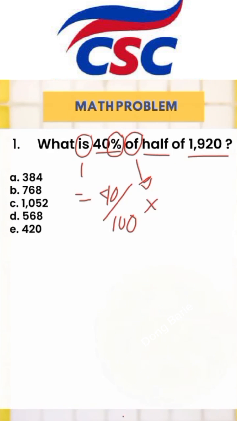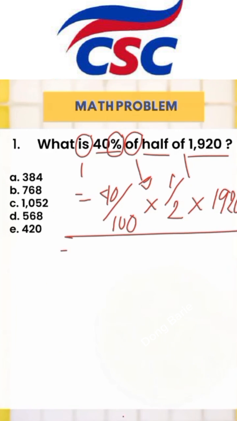Okay, half, 1/2 yan. Of ulit, multiplication, times 1,920. Okay, so ganyan po. Maglagay po ng equation. So yan po yung equation natin. Pero ang gagawin natin para mas shortcut ay ganito.